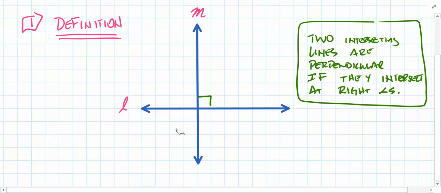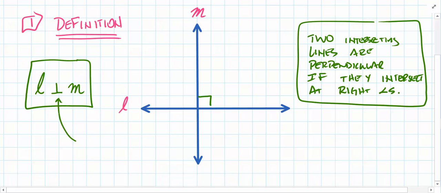There's a symbol that we're going to use, the perpendicular symbol. Notice I have line L, which is that horizontal one, and I have line M, which is that vertical one. So we can say this. We can say line L is perpendicular to line M. And this is the symbol that we're going to use for it. That symbol right there. It's an upside down T. That symbol means perpendicular.